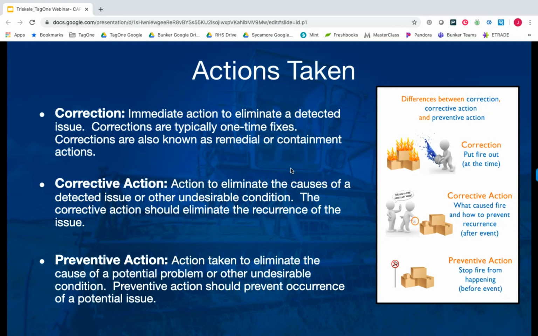A corrective action is an action to eliminate the cause of a detected issue or undesirable conditions, and a corrective action is to prevent recurrence of that particular situation. And then a preventive action is an action taken to prevent the cause of a potential problem. So it's something that hasn't happened yet, but you're going to implement actions to prevent that occurrence.